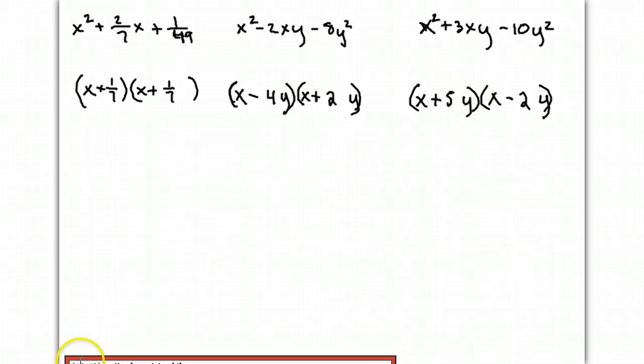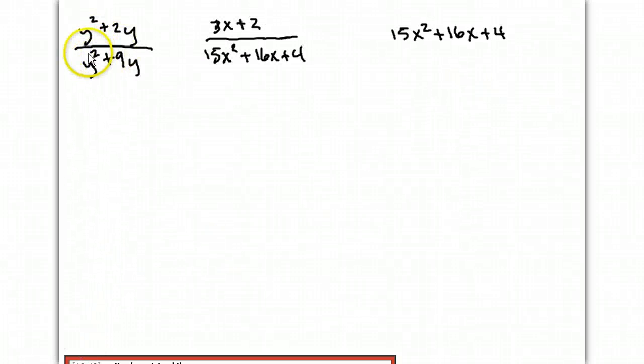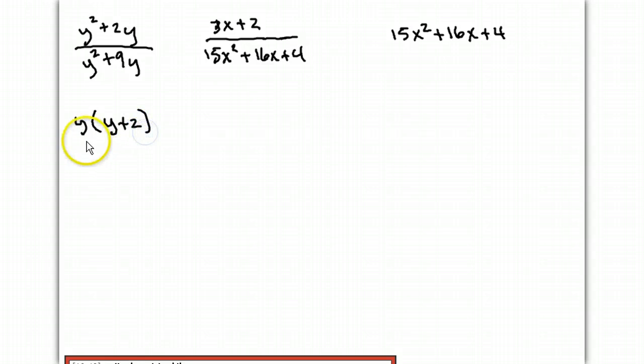Okay, first one, if you want to simplify, you know that there's a y on both, so you can pull a y out and you'll have y parentheses y plus 2. Same thing for the denominator, you can pull a y out, you'll have y parentheses y plus 9. So the y's cancel and you have your answer, which is y plus 2 divided by y plus 9.